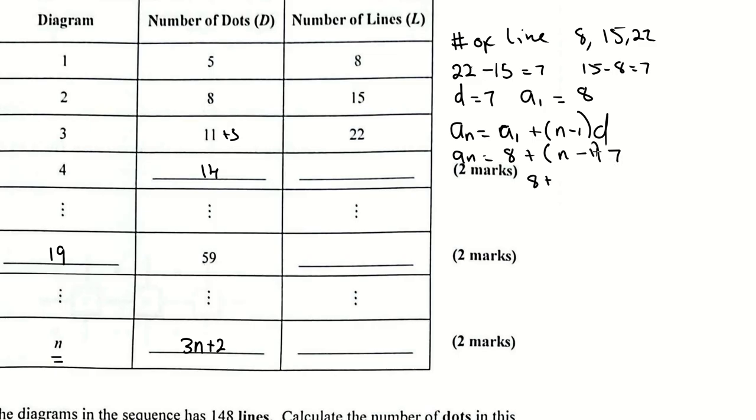When you have a number directly outside a bracket, you multiply by each term in the bracket, the distribution law. 7 by n is 7n. 7 by 1 is minus 7. So that would be 7n plus 8 minus 7. So that's 7n plus 1.